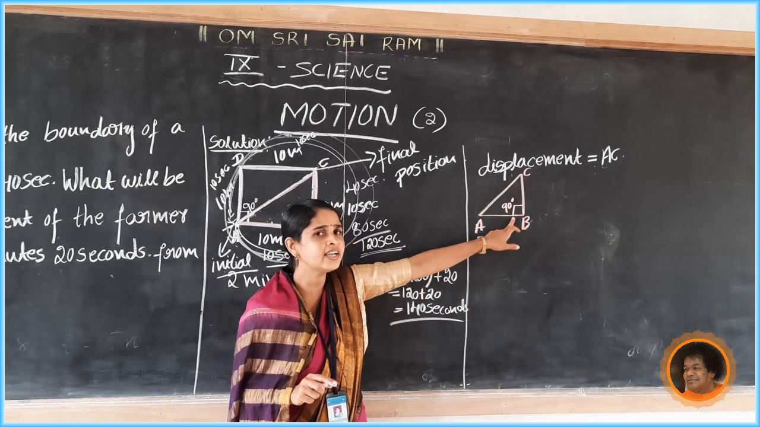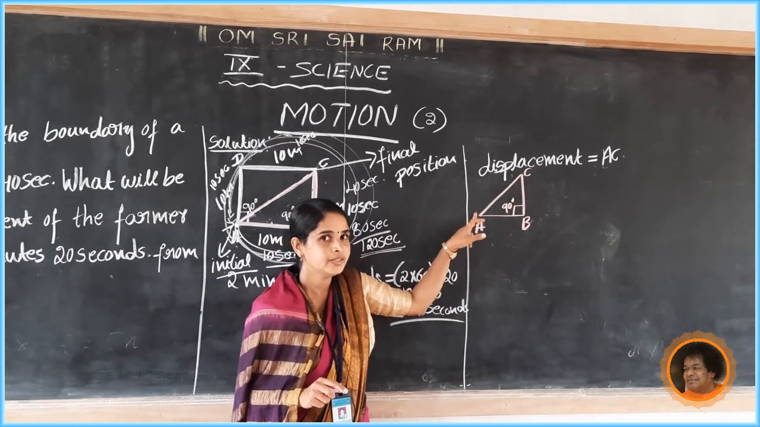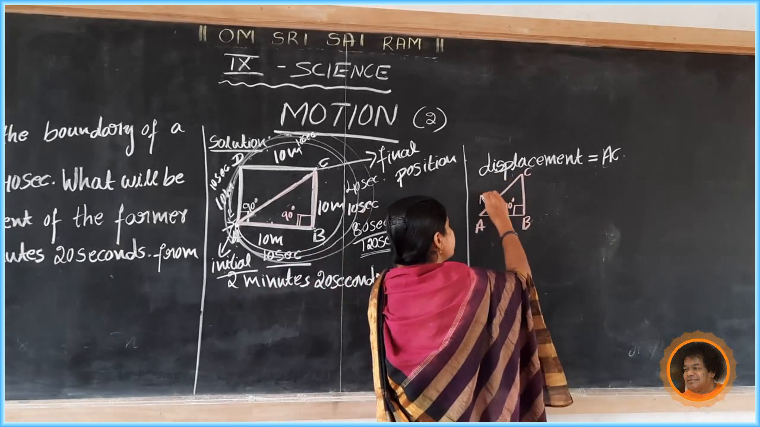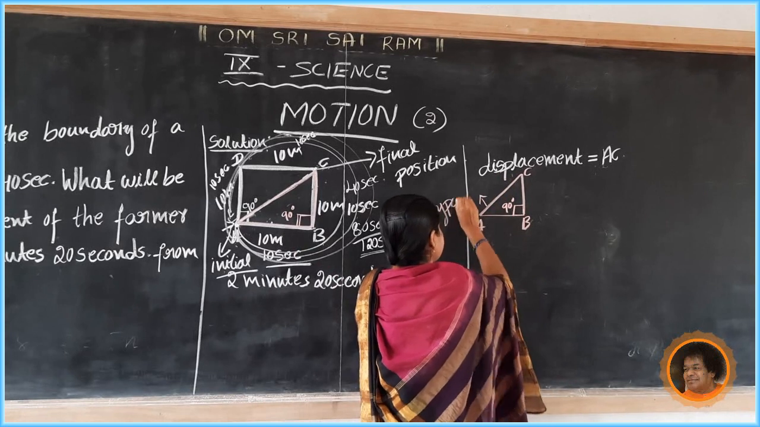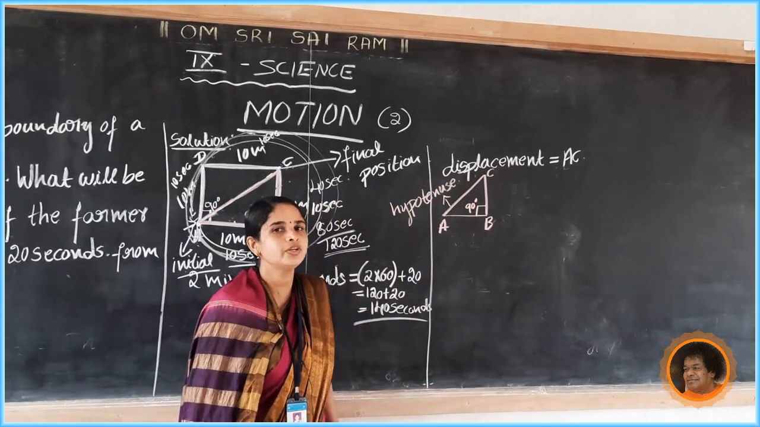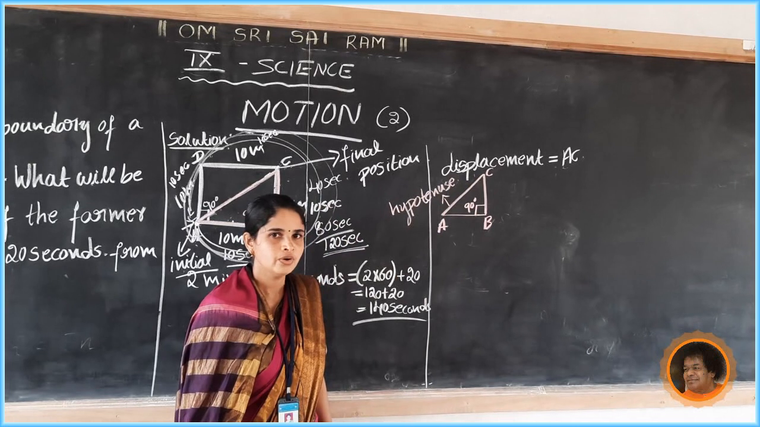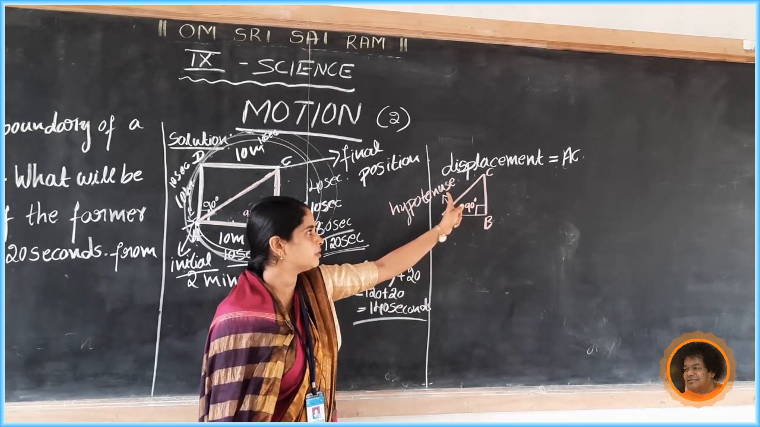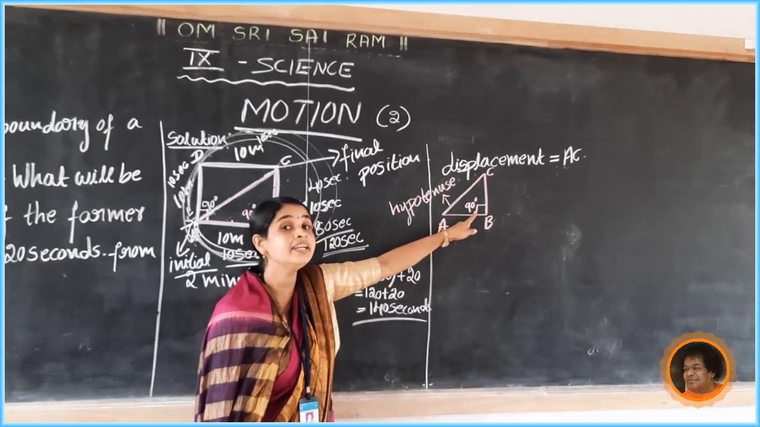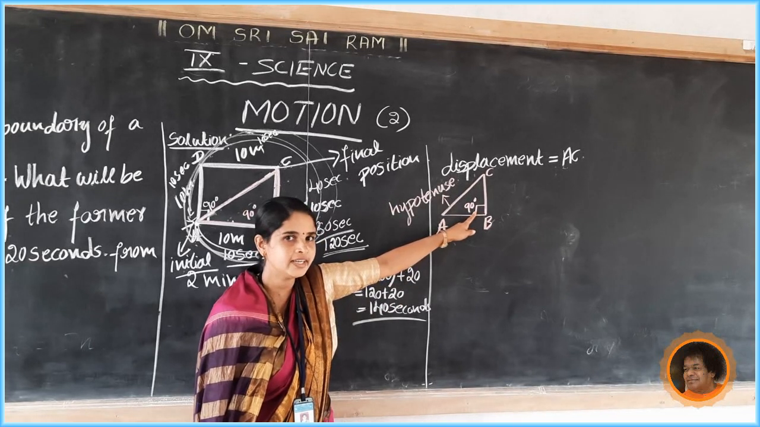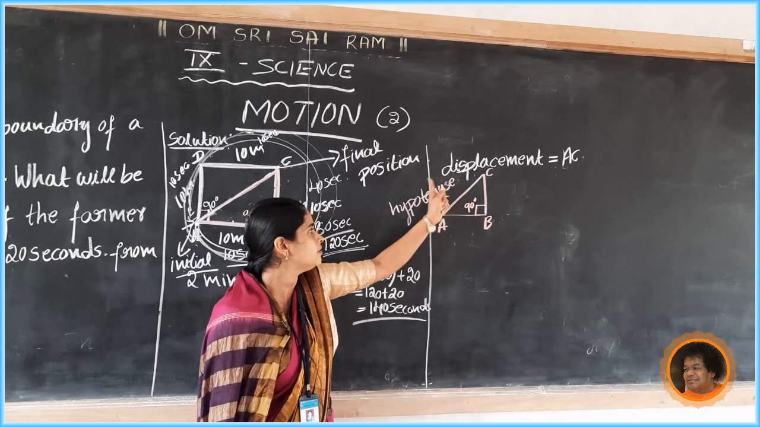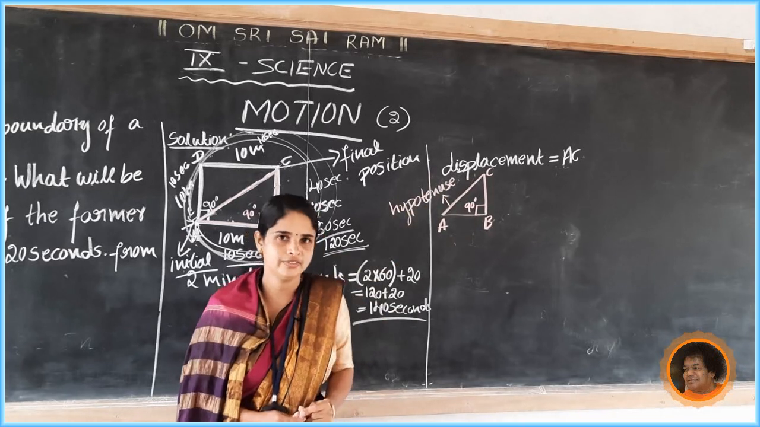In this right angle triangle, this side, AC side, is called the hypotenuse. Why is this AC the hypotenuse here? It is opposite to the 90 degree angle, the largest angle. Opposite to this angle B, the 90 degree angle, the right angle, this side AC is called the hypotenuse.